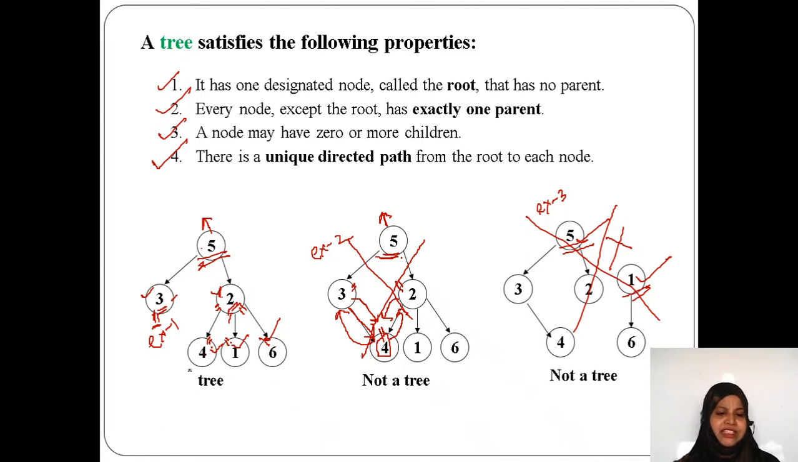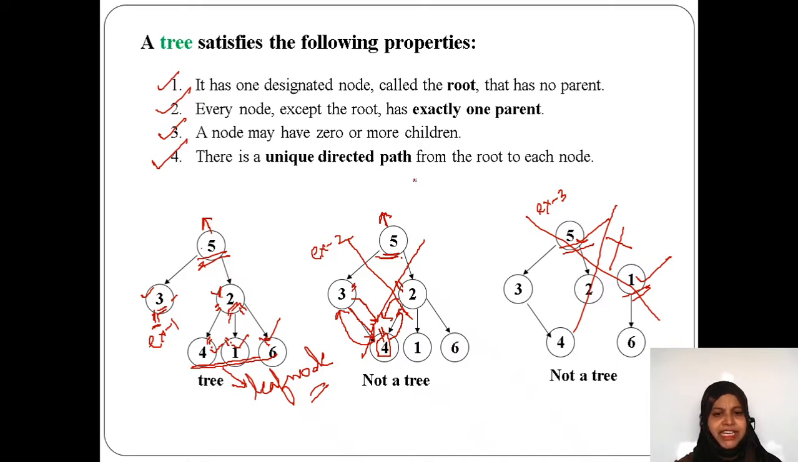Now 4, 1, 6. These 3 nodes don't have any child nodes, so these nodes are known as the leaf nodes. If any node doesn't have any child, then that particular node is known as a leaf node, right? Now the fourth one, what is the fourth property?